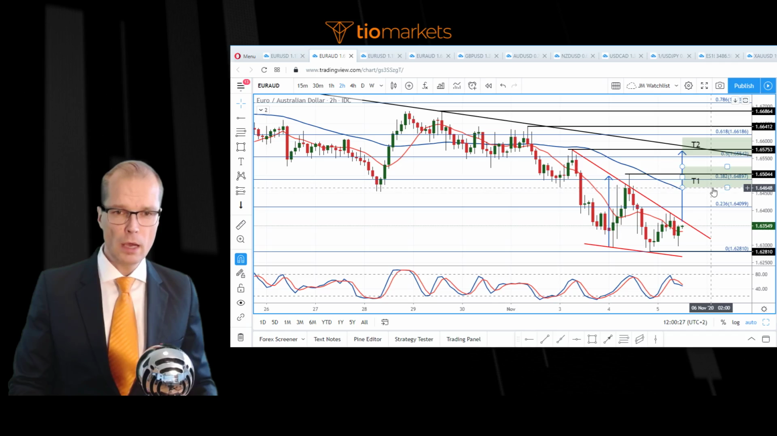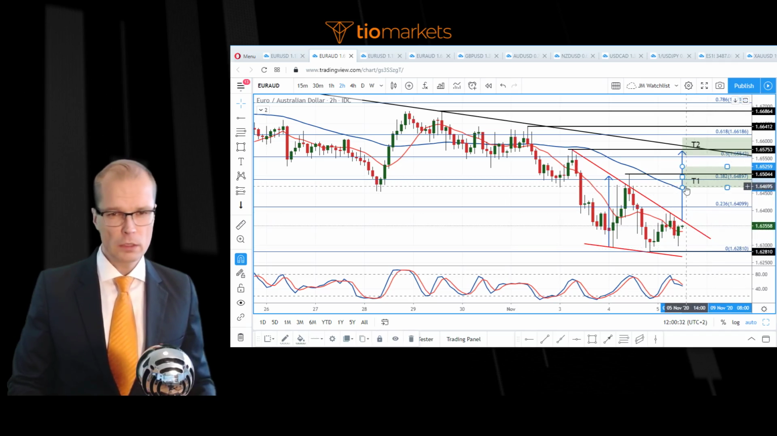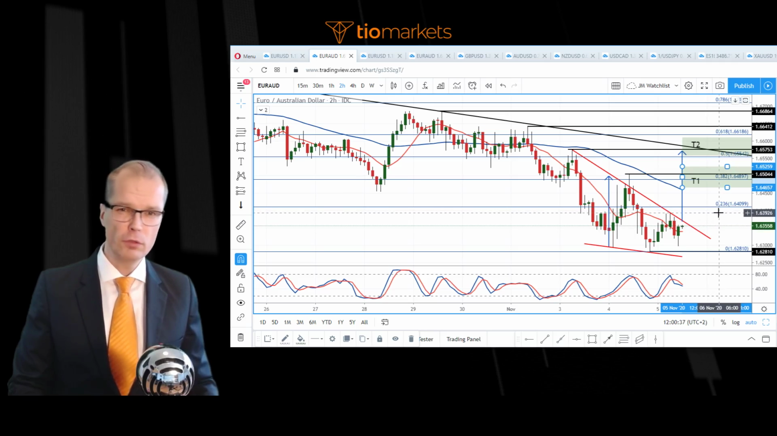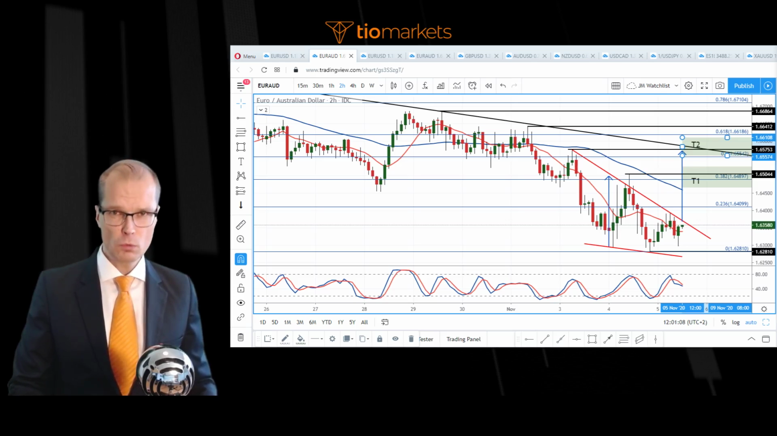So the prices for these levels are the T1 area 64.65 to 65.26 or so, and the target 2 from 65.57 to 66.10. Just to clarify, we are interested in long trades above 62.81 and with the reservation that we need to see a breakout from this channel.